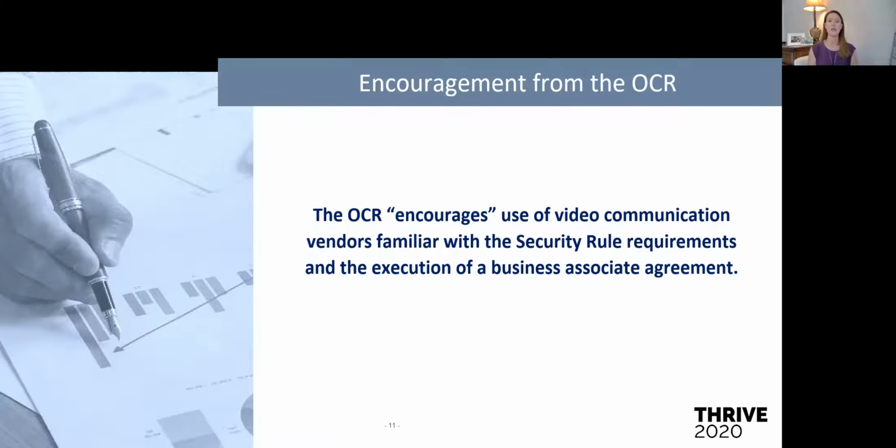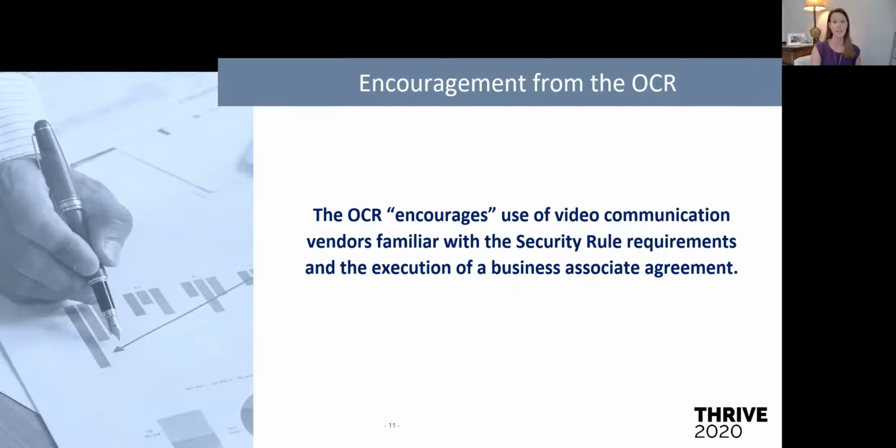So the OCR encourages you right now to use video communication vendors that are already familiar with the security rule requirements and that will provide or execute a business associate agreement. So like I said earlier, even though we are in this window of time that you can get by with not doing those things, the OCR is saying the same thing right now. Let's go ahead and get compliant.